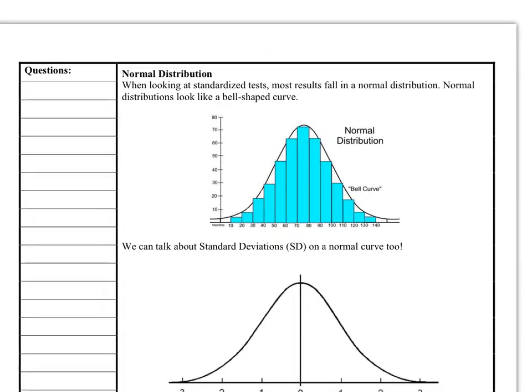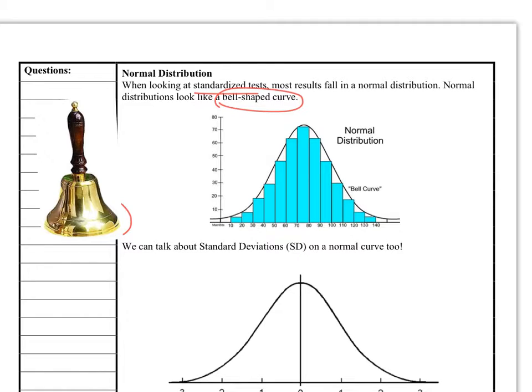So here we're looking at something called normal distribution. When we look at standardized tests such as Regents tests or the SATs, ACTs, most results fall in a normal distribution. They often look like this bell-shaped curve. If you can imagine a bell that a teacher might ring, wow, that's a horrible bell. I should probably find you a picture that looks better than that. All right, here we go. This is what I meant to draw you.